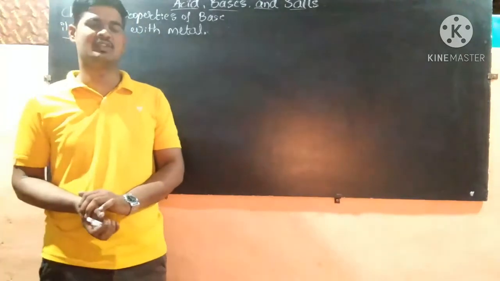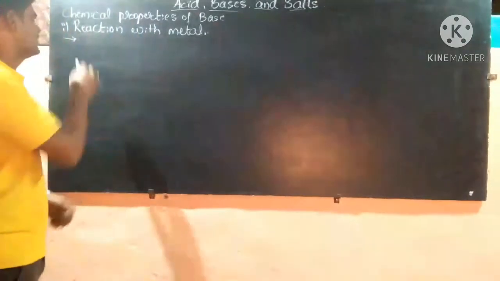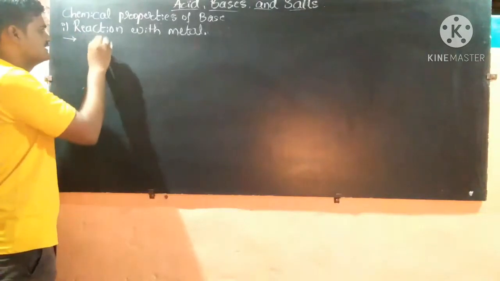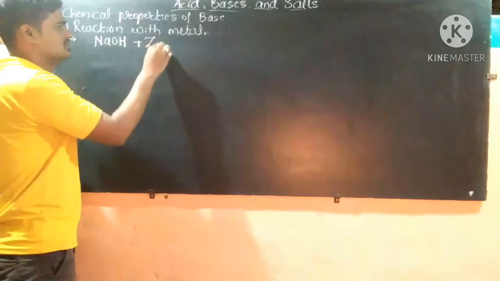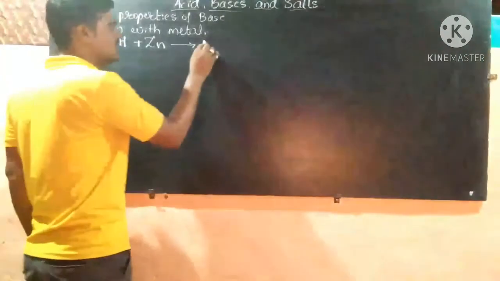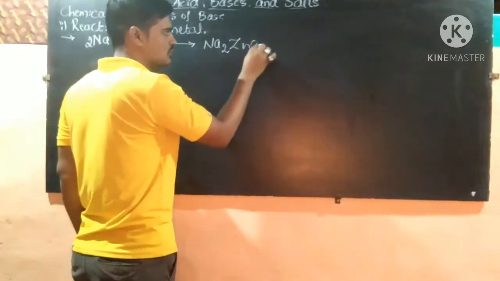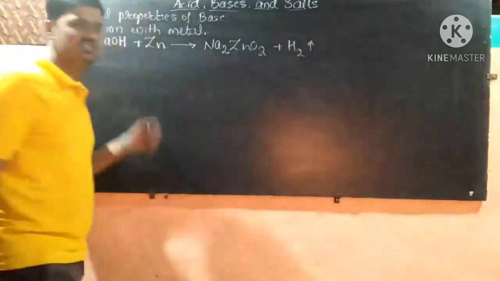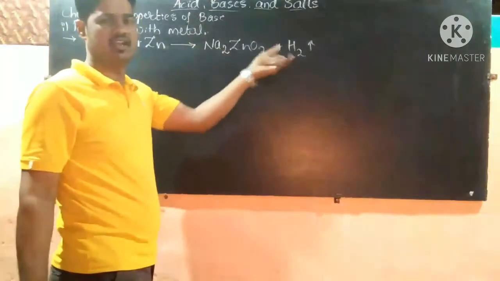In this lecture we are going to discuss the chemical properties of bases, and the first one is reaction with metal. Let me take the example of a base, NaOH, sodium hydroxide. It reacts with zinc metal to produce the respective salt, sodium zincate. The chemical formula for sodium zincate is Na2ZnO2, plus hydrogen gas is released. So this is the chemical reaction between the base and the metal to produce the salt and hydrogen gas.